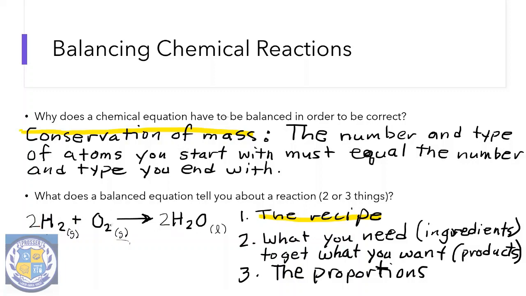So what this tells you is that in order to make 2 parts of water, you're going to need 2 parts of hydrogen gas and 1 part of oxygen gas. And really, that's how we need to think about this, not in terms of molecules, but in terms of ratios. So the recipe tells you what you need, the ingredients, in this case hydrogen and oxygen, to get what you want, in this case water. And it tells you how much hydrogen or oxygen you need to make how much water. So it tells you what we call the proportions.